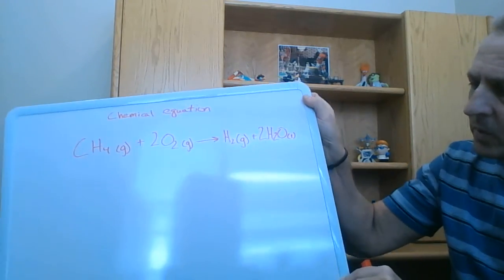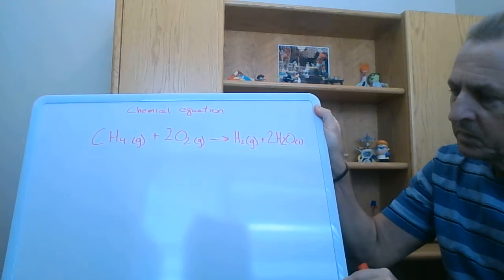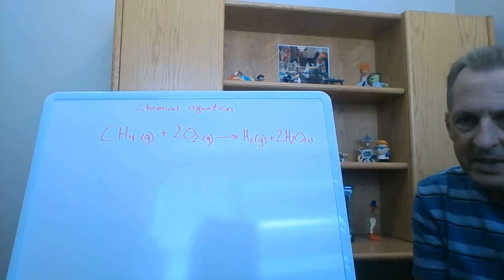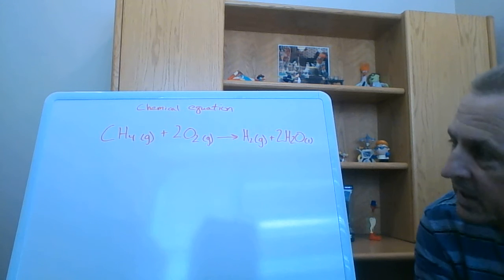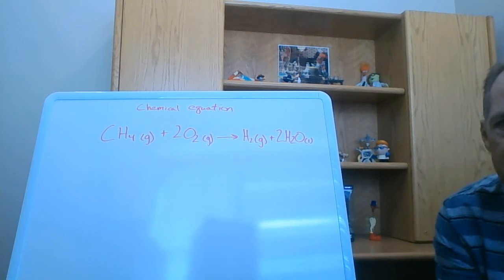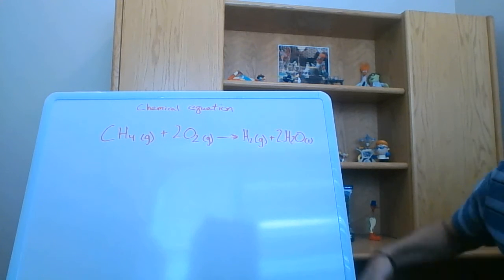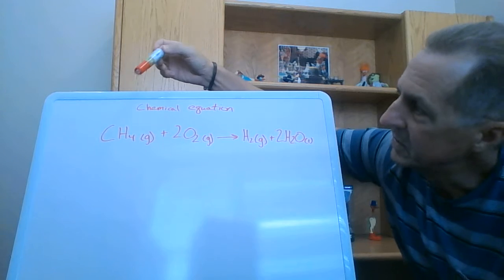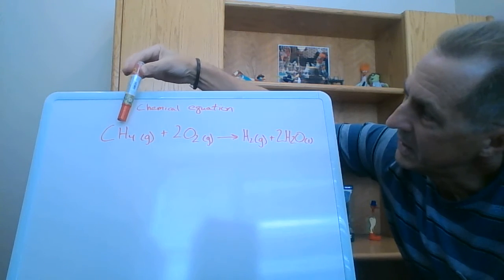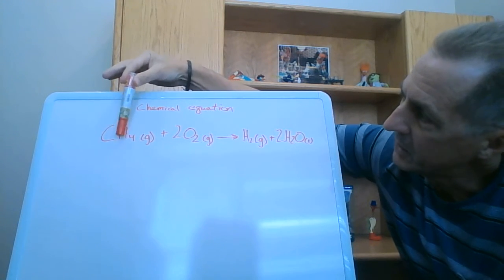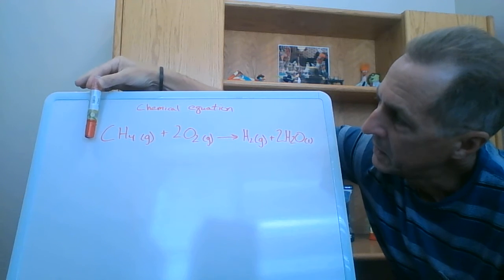So a chemical equation is kind of like a recipe that you'd have in the kitchen for making stuff. It tells you the quantity of material you have that you're mixing together and what's going to be produced once the reaction is done. So in this chemical equation here, we have one molecule of methane.